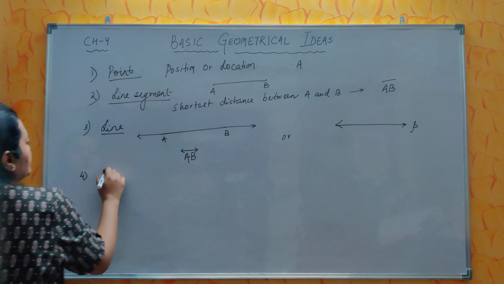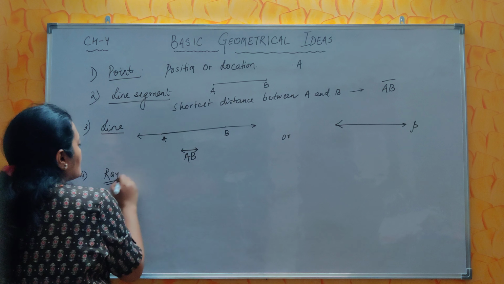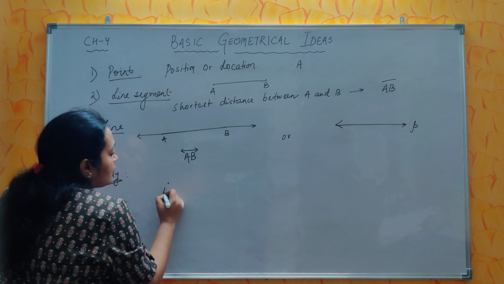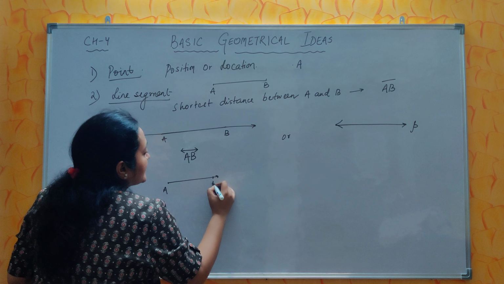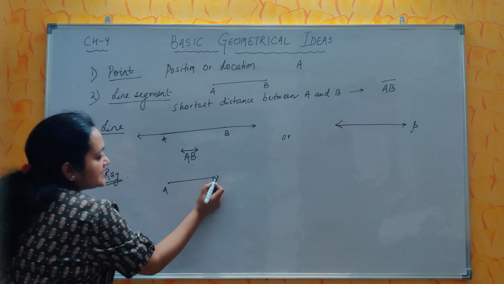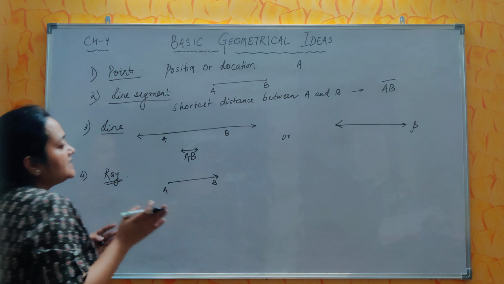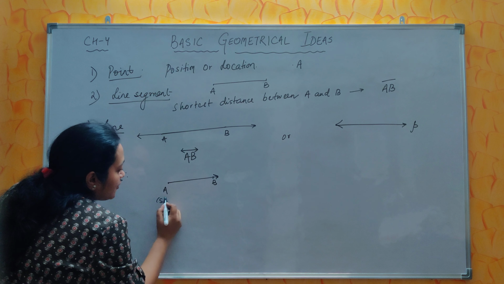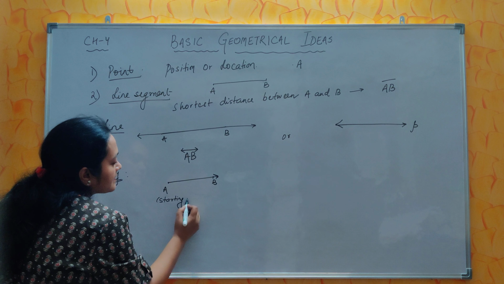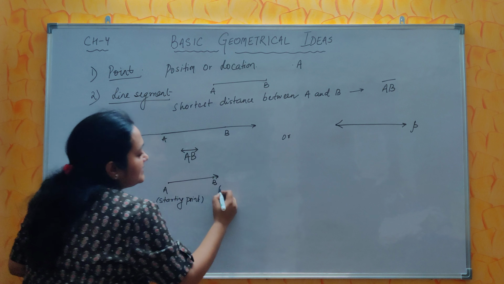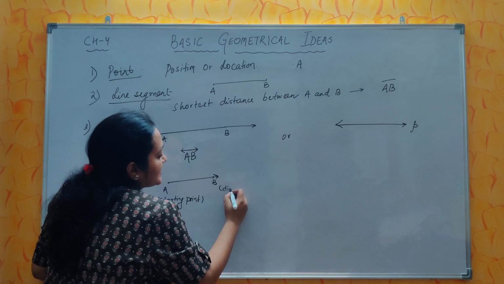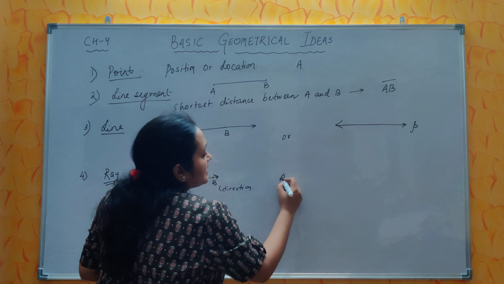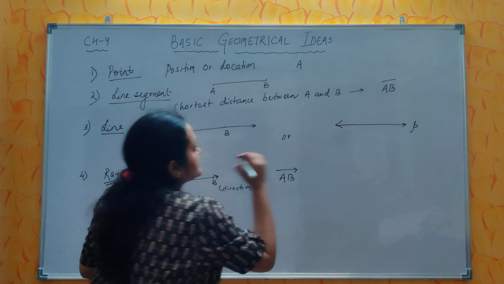Then comes ray. What is a ray? It is something which has got a starting point and a direction. Basically it is a mixture of both line and a line segment, where it has a starting point A and the second alphabet tells you the direction. So it can be represented by AB and this symbol.